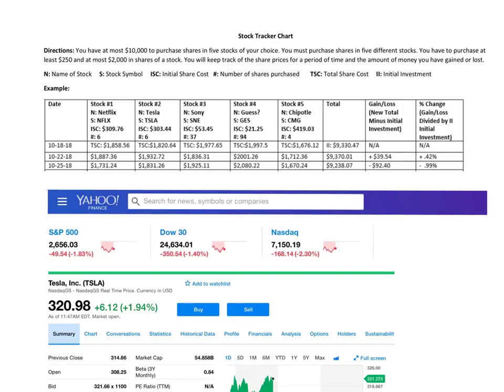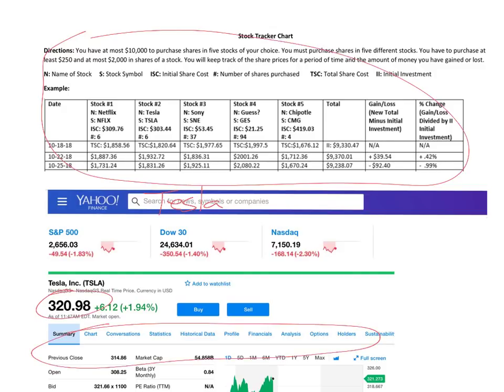Okay, I'm going to explain how the stock tracker assignment works. First thing you need to understand is how to look up stocks or the share price of stocks. So say you're interested in the company Tesla. You're going to go to Yahoo Finance, type in Tesla, and the share price with a bunch of other information will come up. But this is all you're concerned about.